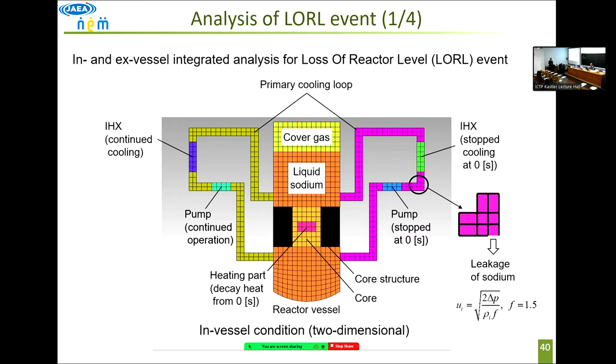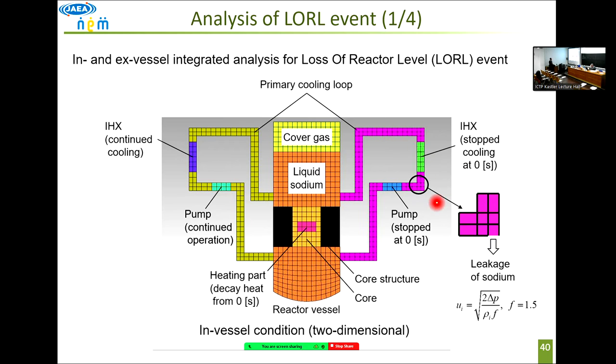Okay, from now, let me show, no problem, I have more than 10 minutes, some preliminary analysis using the Arcadia system of spectral code for a loss of reactor level event. That is also one of the important severe accident issues, especially in sodium-cooled reactors. For instance, in ASTRID, as you know from yesterday's lecture, they have a double reactor vessel and other vessels to eliminate this phenomenon of loss of reactor level. Okay, let me briefly explain.